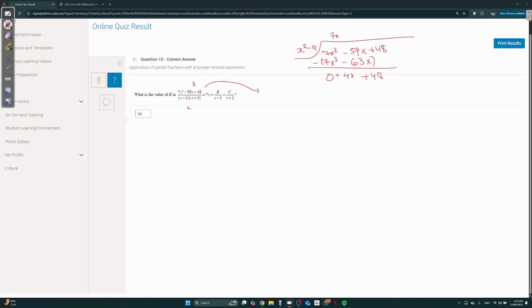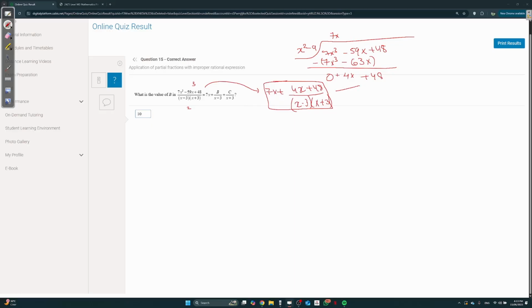This here is the same as 7x plus your remainder, 4x plus 48 over x squared minus 9. I'm just going to write it as the original factored form so we can save time. So this is your new equation. This 7x, we're going to put it on the side.